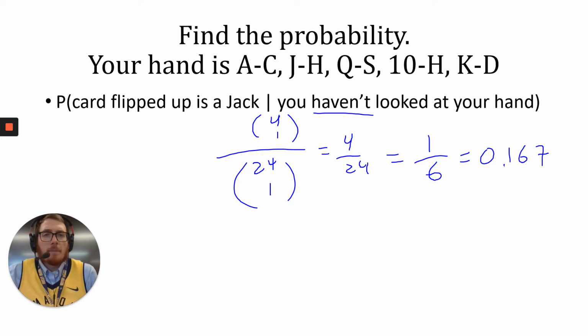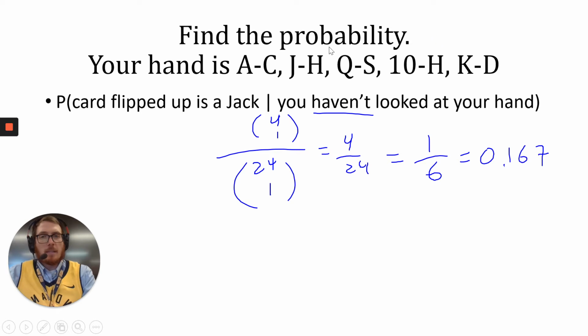Okay, these are all find the probability. So your hand is the ace of clubs, jack of hearts, queen of spades, 10 of hearts, and king of diamonds. This says find the probability that the card flipped up, so this is the card that's flipped to see what the trump suit may be, if I haven't looked at my cards. So even though I told you this is my hand, this is like before I look at it.